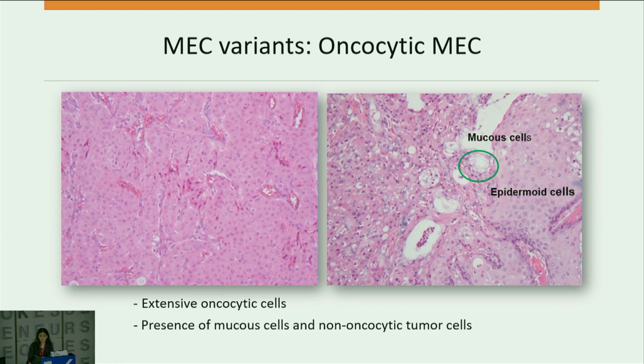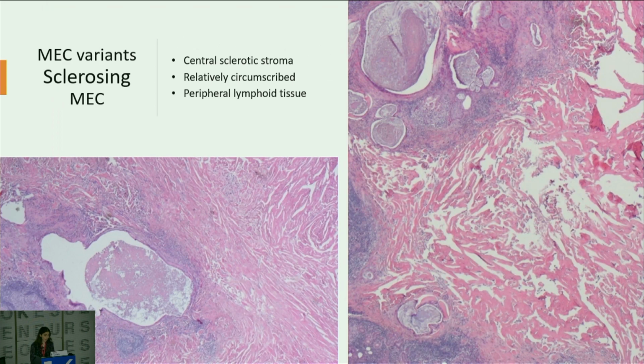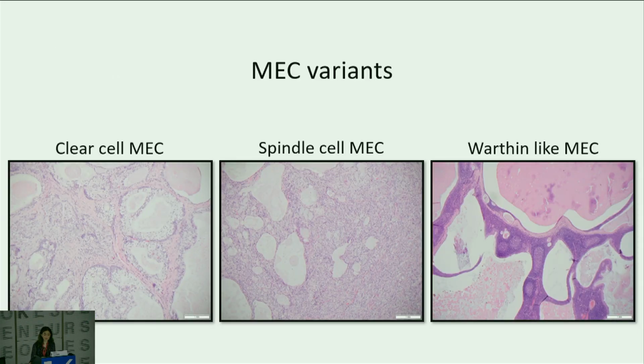There are different variants of mucoepidermoid carcinoma, and knowing these variants helps you avoid misdiagnosing this tumor. The oncocytic variant shows extensive oncocytic cells, and finding the other cell types of mucoepidermoid carcinoma helps to differentiate this variant from other oncocytic tumors. The sclerosing variant is characterized by central sclerotic stroma and atrophic glands. It's a relatively well-defined variant and often shows peripheral lymphoid stroma. Other variants include clear cell variant, spindle cell variant, and Warthin-like variant, where the tumor shows cystic changes and lymphoid stroma mimicking a Warthin tumor.